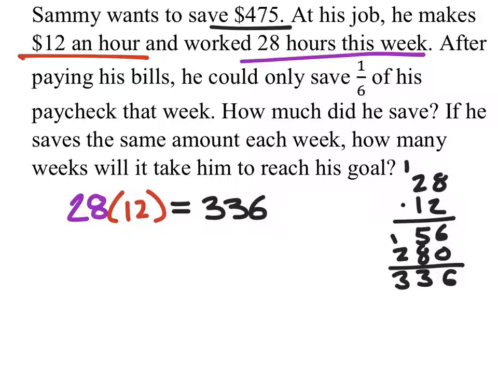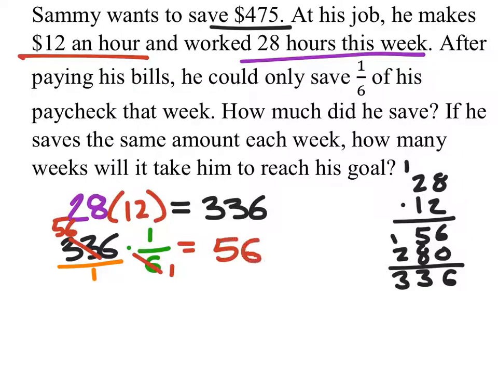Now, it says he can only save 1/6 of that. So we're going to take the 336 and multiply it by 1/6. So we can make that over 1. And this should be cross-simplifiable here. 336 and 6 are both divisible by 6. And looks like that'd be 56 right there. So it looks like Sammy's only going to be able to save $56 per week.